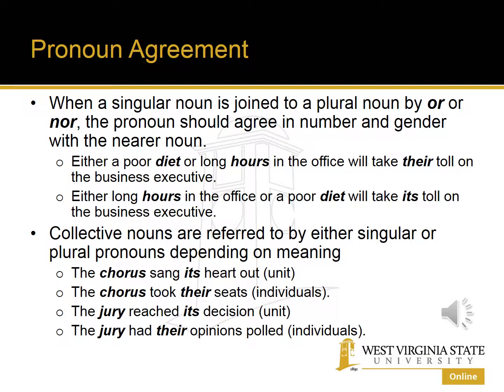When a singular noun is joined to a plural noun by or or nor, the pronoun should agree in number and gender with the nearer noun. For example, either a poor diet or long hours in the office will take their toll on the business executive. The noun closest to the pronoun, or to the verb, is hours, so we use the plural possessive pronoun their.